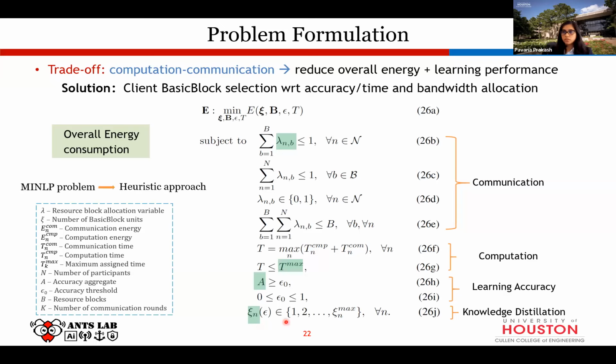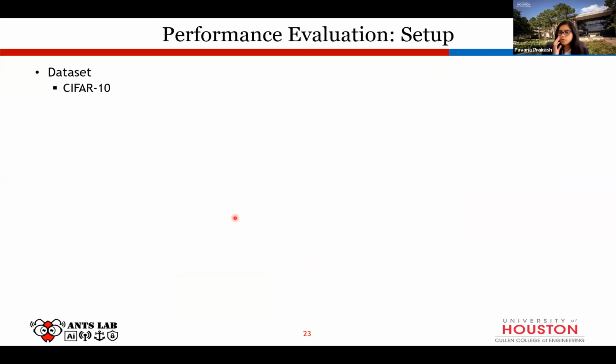This problem is a mixed integer non-linear problem. So we use a heuristic approach to solve it empirically, and we are able to come up with values for these. Then we did the performance evaluation of this.